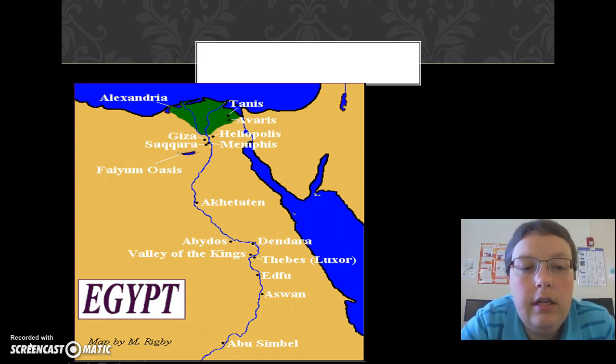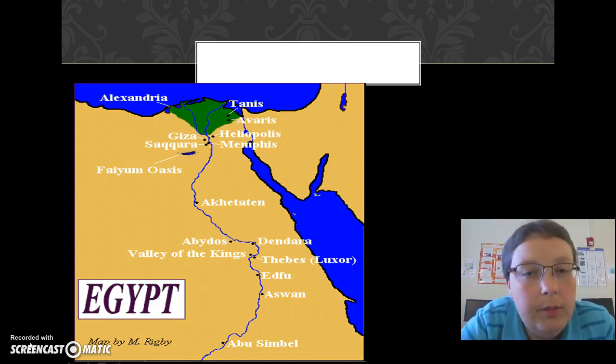Now you can see in this map Giza, that's where the famous pyramids are. You see the port of Alexandria that is still used today. You see Memphis, which was a capital at one time, and the further south you go, you see the Valley of the Kings, which is where most of the pharaohs are buried in their tombs. Off to the right-hand side, you see the Red Sea.